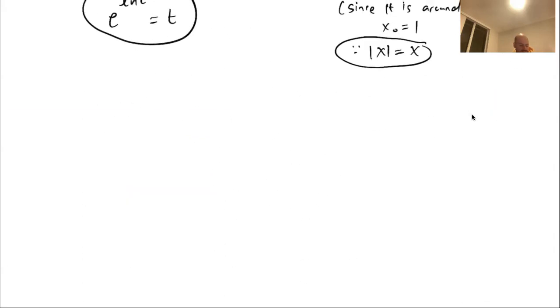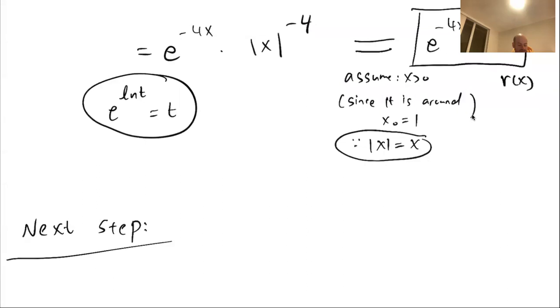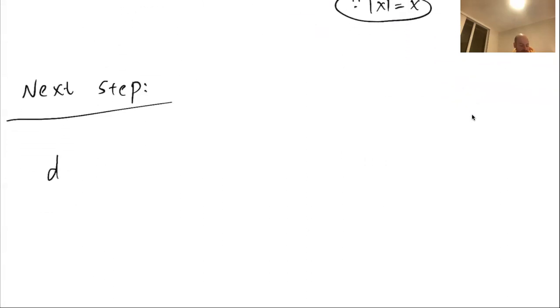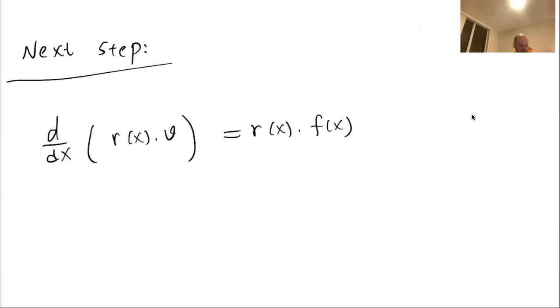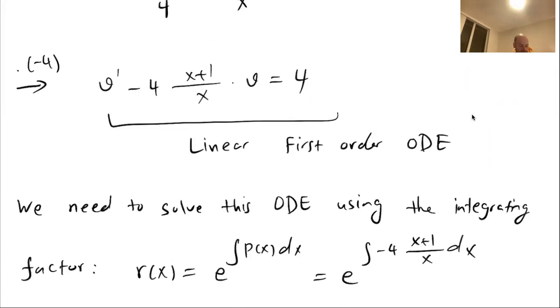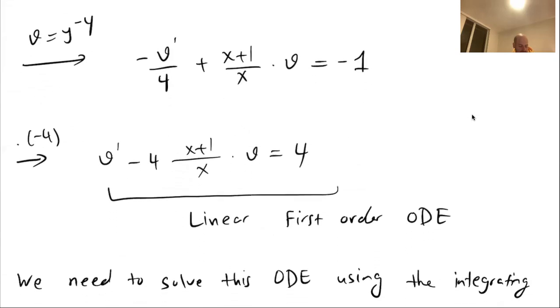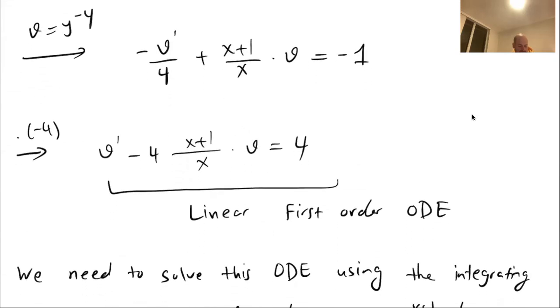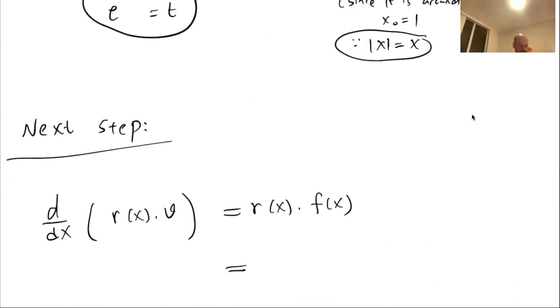Now, what was the equation? The next step. Remember, we have done this several times: after we find the integrating factor, we can write the left-hand side as d/dx of r(x) times v. Previously we said y, but here instead of y we have v. And the right-hand side would be r(x) times f(x). And f(x) in this case is 4. Look here, f(x) is 4, so the right-hand side is 4 times r(x).